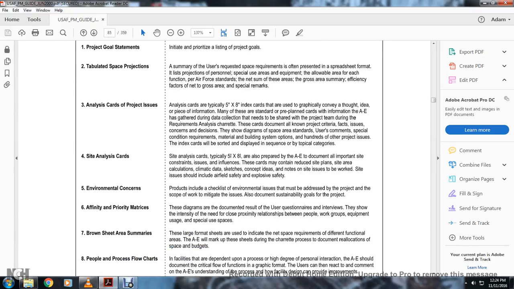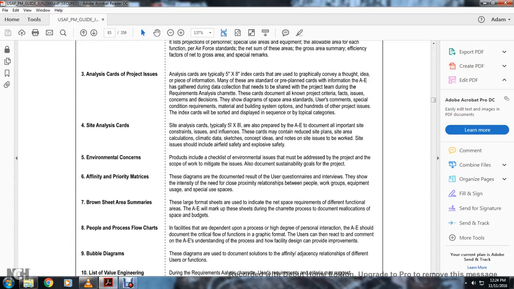Site analysis typical of 5x8 and also prepared the architectural engineering document to inform the site of the constraints, issues, and influences. These cards contain the reduced site plans and site areas calculation, climatic data, the sketch of the concept, and ideas, note of the site issues to be worked on site. The issues should include airfield study and explosive safety.